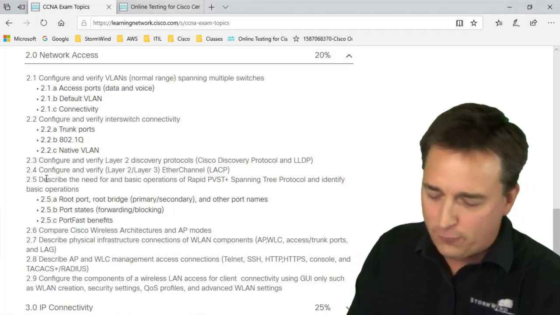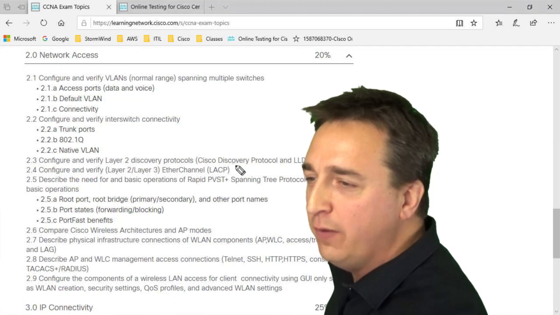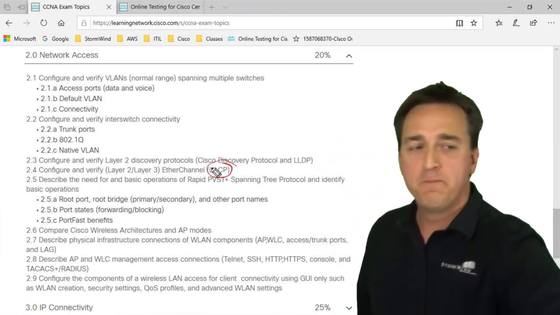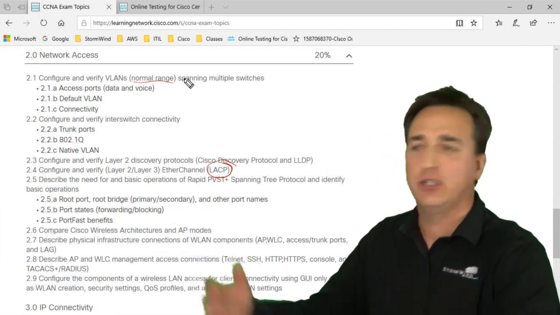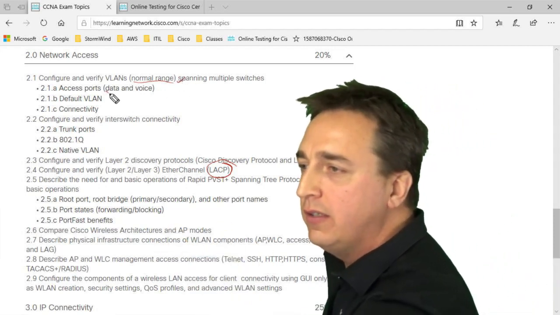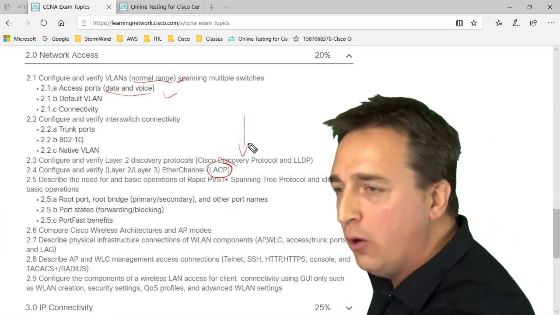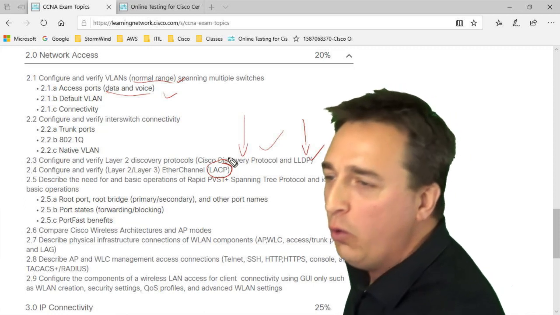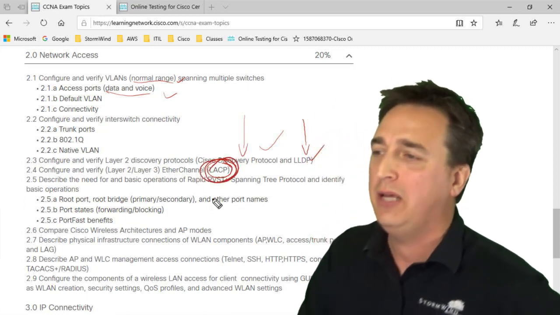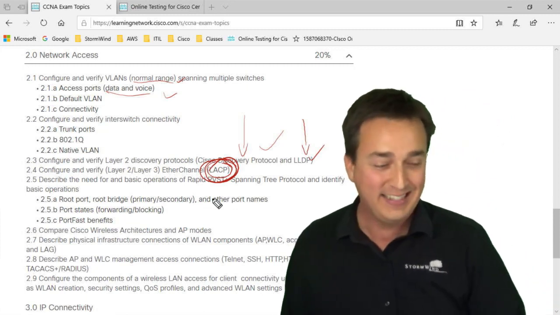Oh, another one right here, folks. In brackets, only focus on LACP. Up here it says you only need to know the normal range VLANs. Absolutely, that is correct. Data and voice. Absolutely, that is correct. Make sure you focus on CDP and LLDP. Absolutely, that's correct. Only focus on LACP when it comes to layer 2 and layer 3 EtherChannel. That is not correct at all.